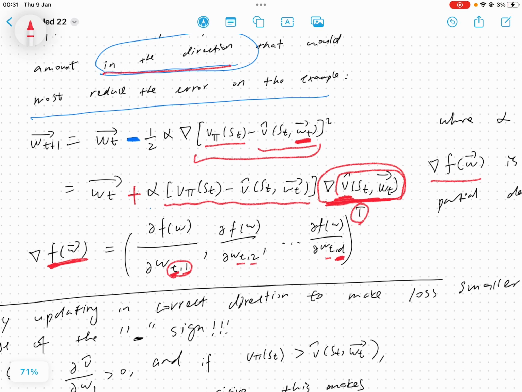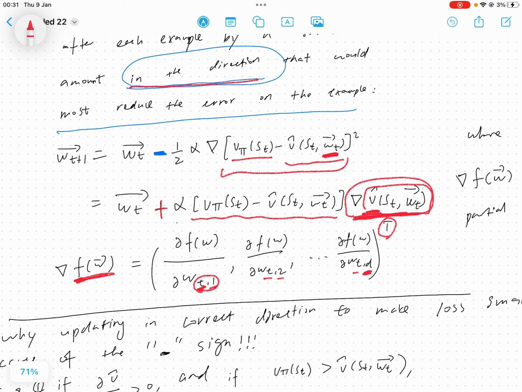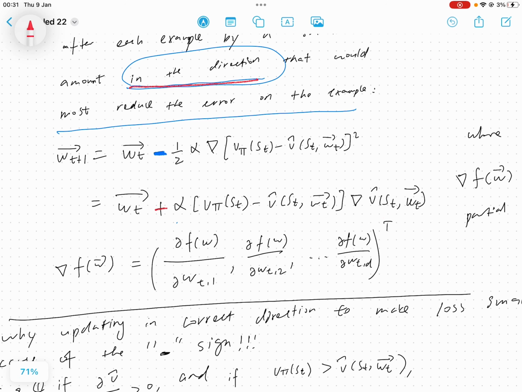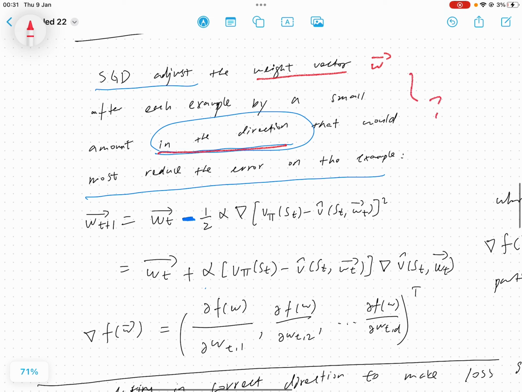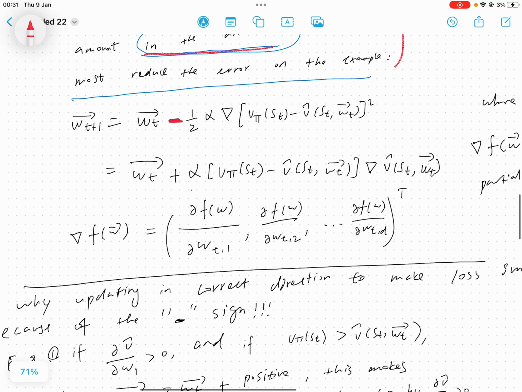Good. So next comes the key question, right? We ask why it is true that this SGD adjusts the W in the correct direction that would most reduce the error. We mentioned that the answer comes from this minus sign here, right? So why is that? Let's have a further look.